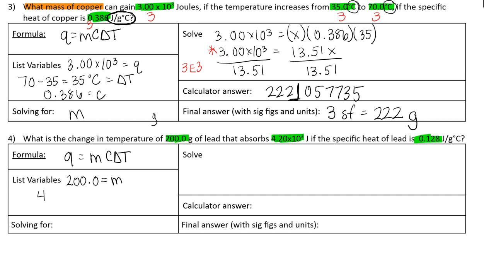Then I see this 4.20 times 10 to the third, and that says joules. If something says joules, it must be a Q number. Over here, I see 0.128, and it has that really long specific unit on it of lots of things, so that must be my C value. The thing that I don't have is the delta T. If I double check the question, it says, what is the change in temperature? So that's the piece that I'm solving for.